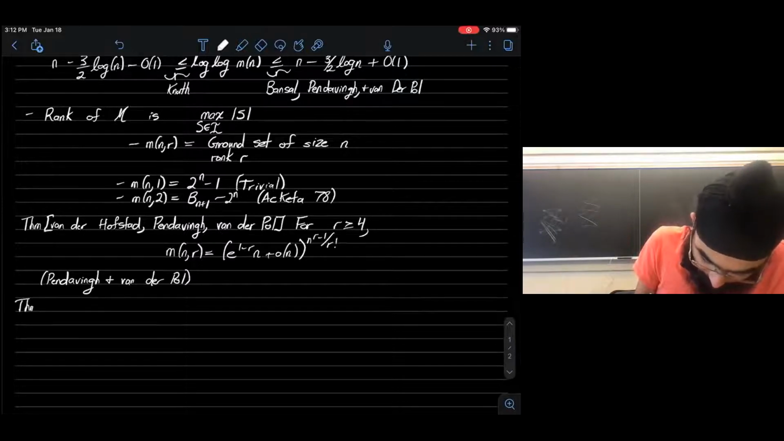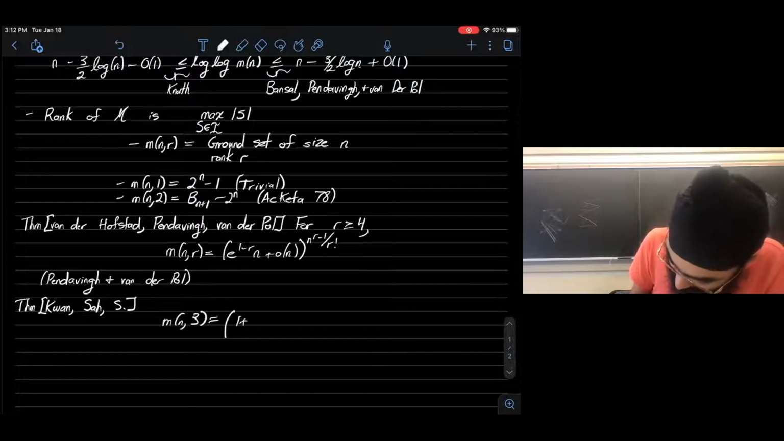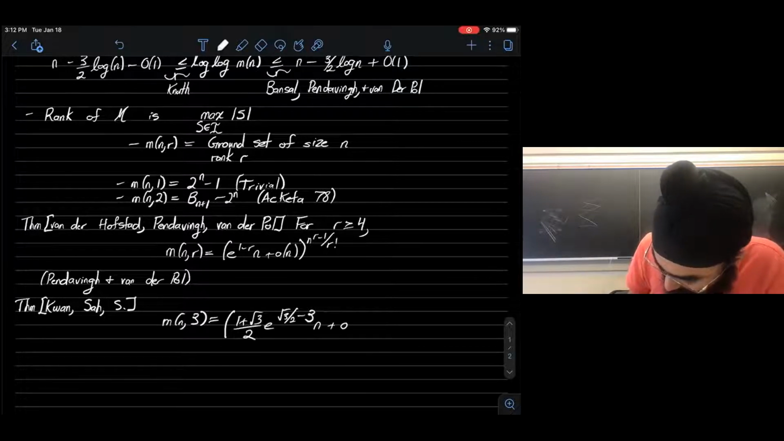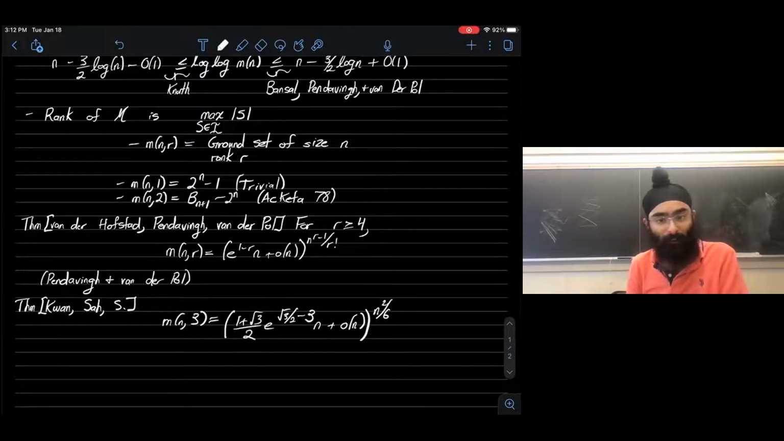So the main theorem I'll be discussing today, which is joint work with Matthew Kwan, Ashwin Sah, and myself, is that mn of 3 is some ugly number. It's 1 plus square root of 3 over 2, some fraction, some number times n, plus a little o of n, to the n squared over 6. And notice that for R equals 3, if you plug it into the previous result, it's not the same number. So something slightly different is happening.